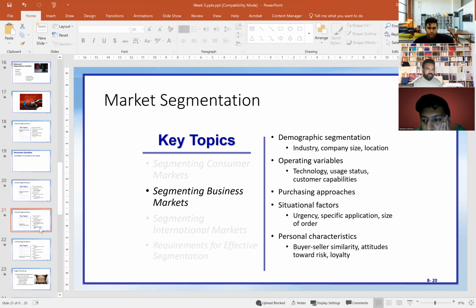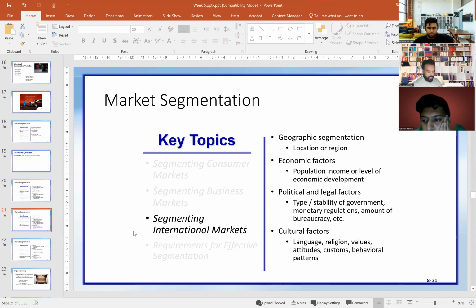We have some other factors as well, which we'll talk about, segmenting international markets, right? Sometimes the international market is also something that needs to be considered. Again, some of those factors: geographic segmentation, simply the location or region. Economic factors could be another new one we can think of when it comes to the international market, because of the population's income or level of economic development. So these are more macro-level factors or macro-level segmentation.